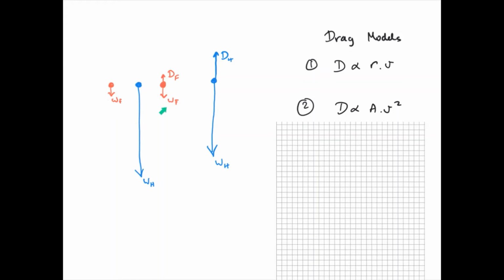The interesting thing, of course, is that because of the much smaller weight of the feather, the drag force can become equal to the weight at quite a low velocity. Whereas with a hammer, the drag force never quite balances the weight of the hammer. Of course, if the hammer was given enough height to fall through, eventually the two forces could come into balance and the hammer would reach terminal velocity.